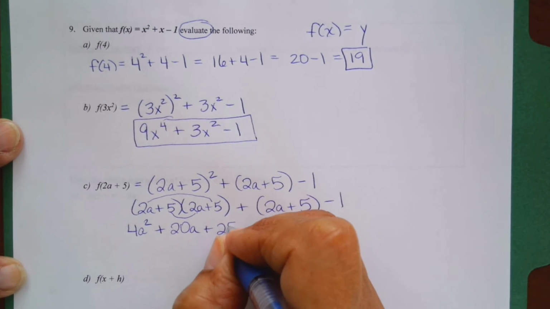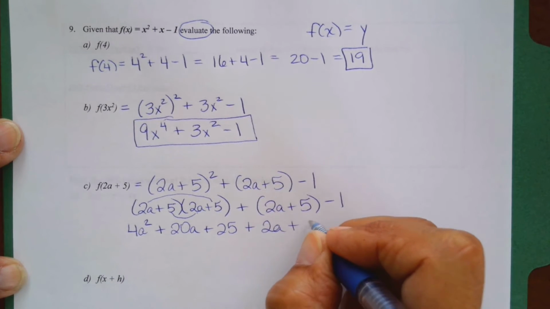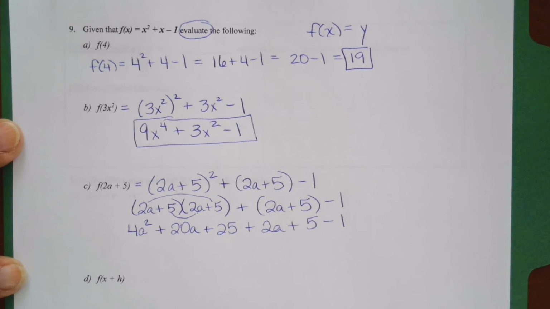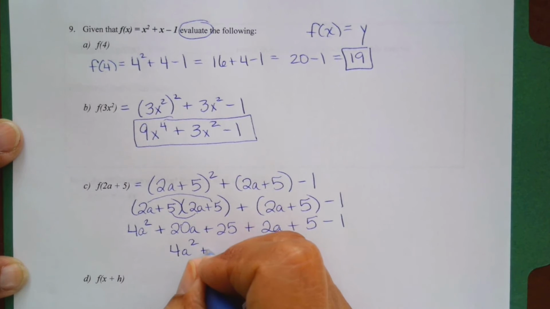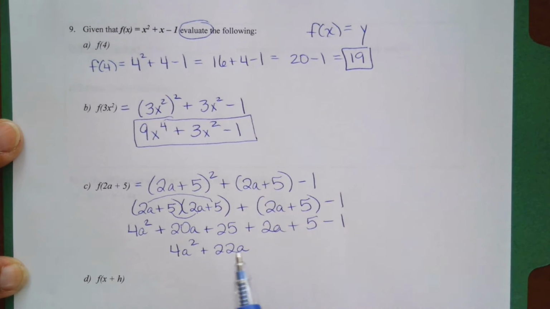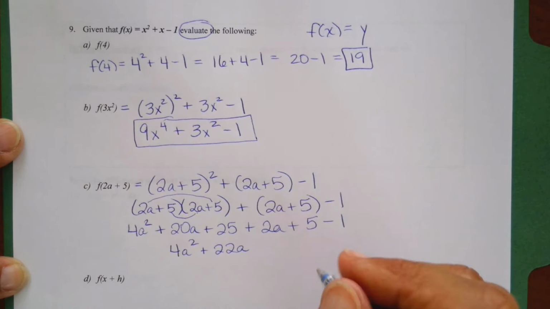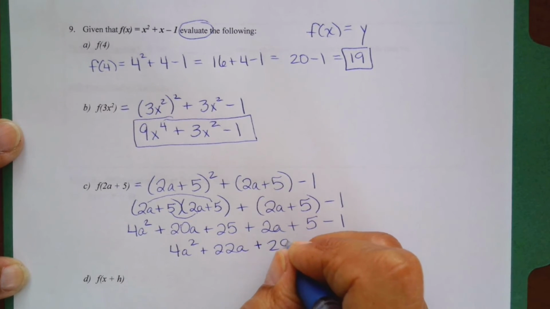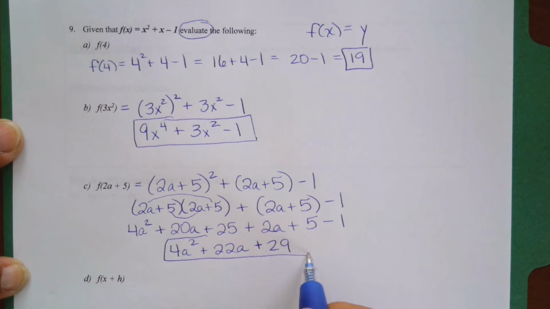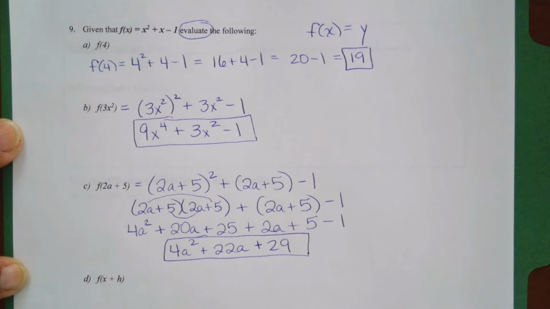All right, I'm going to get rid of these parentheses. There's nothing to do with those, so I can write it like that. Now, last step is to look at all of my terms and add the like ones together. So all I have is 4a squared. I don't have any other a squared, so that's together. I have a positive 20a and a positive 2a, which is positive 22a. And then I have 25 plus 5 minus 1. So 25 plus 5 is 30. 30 minus 1 is 29. So there's our answer. Okay?